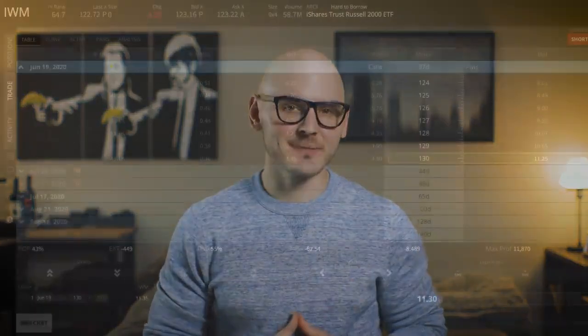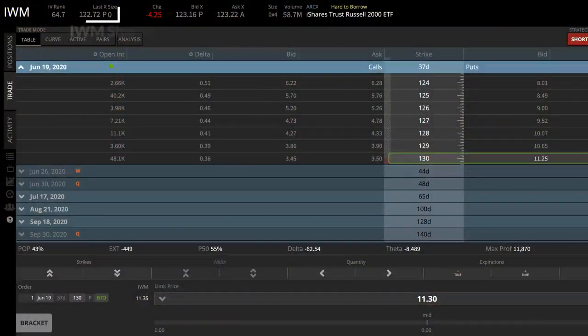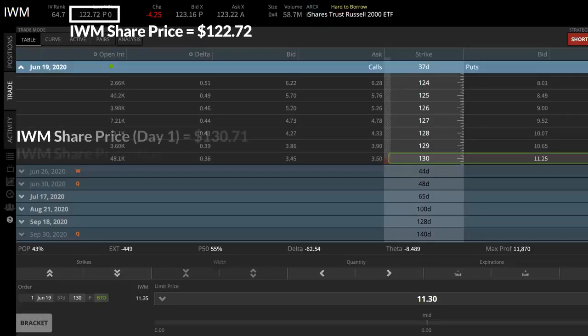So a few days later, as luck would have it, I took another screenshot of IWM, and this time IWM had fallen significantly since the first image that I captured, where IWM was over $130 per share. In this image, IWM is currently at a share price of $122.72, which is essentially $8 lower than it was in the first example.